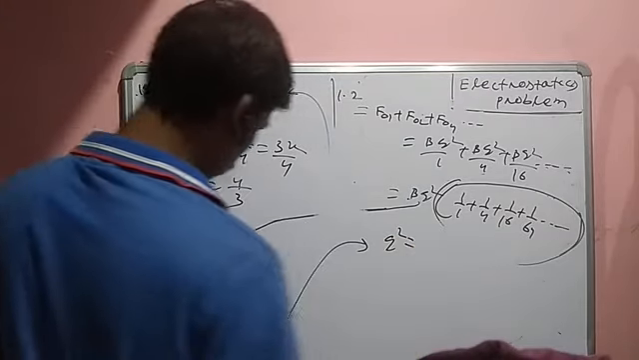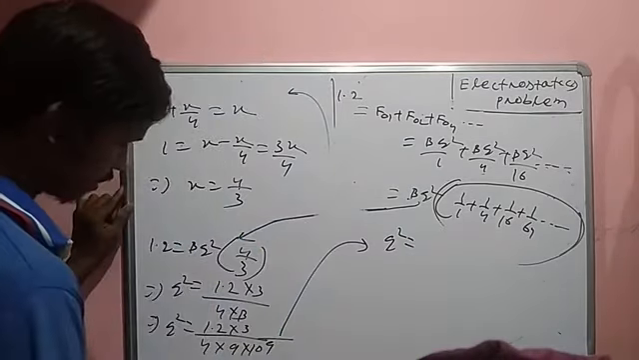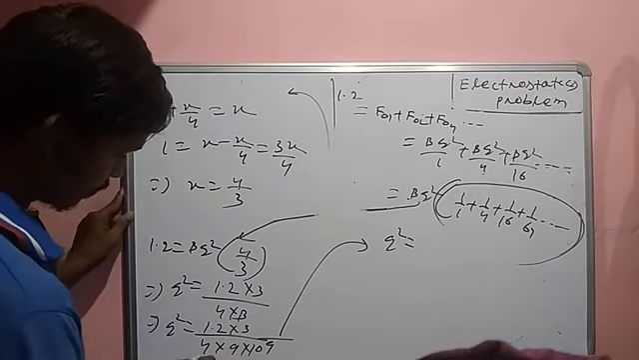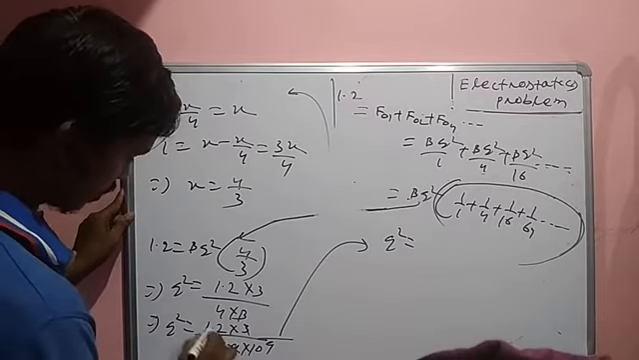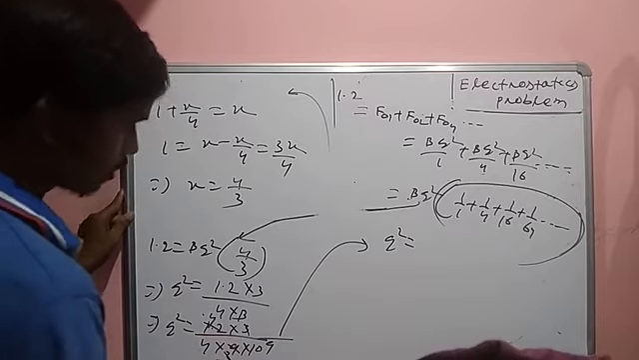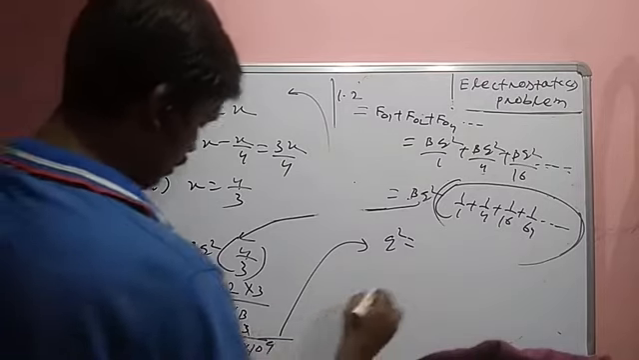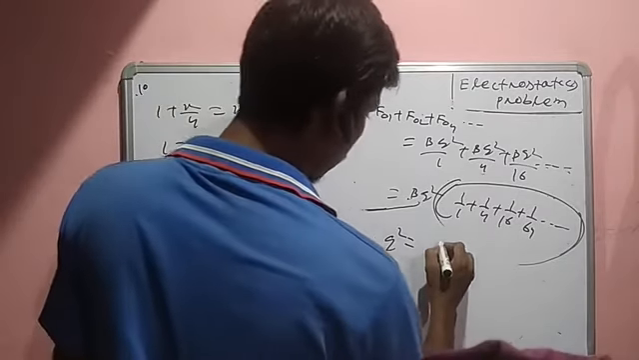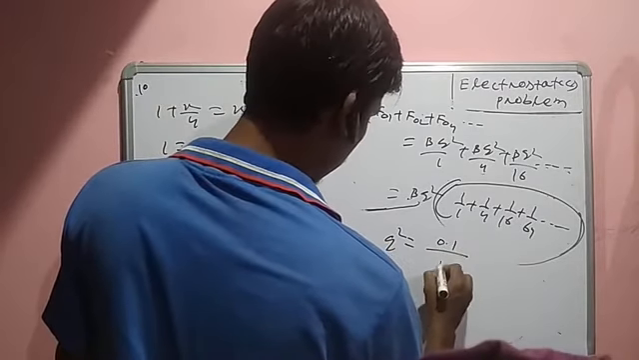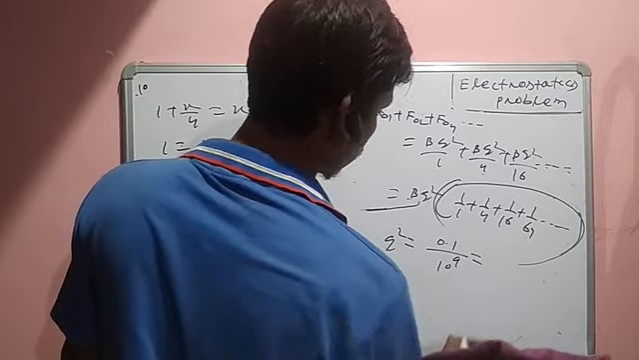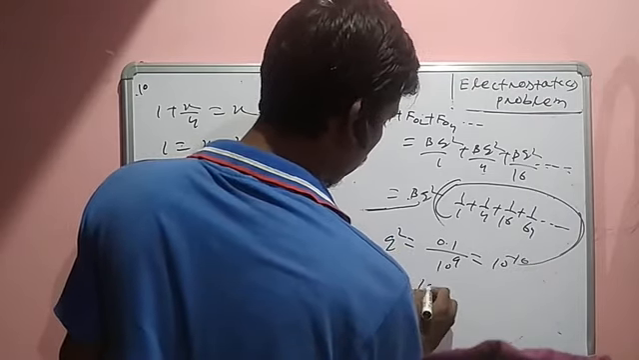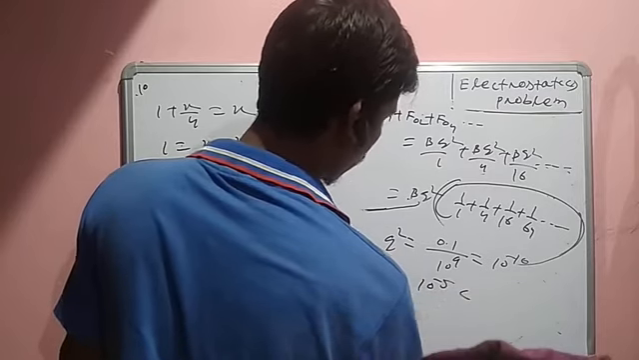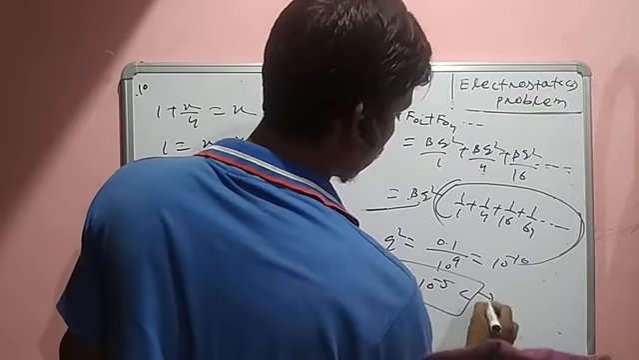Q square is equal to, taking common, 3.4 point, that means 0.1 divided by 10 to the power 9, or is equal to 10 to the power minus 10, or Q is equal to 10 to the power minus 5. This is the answer.